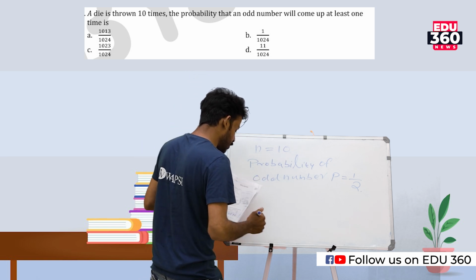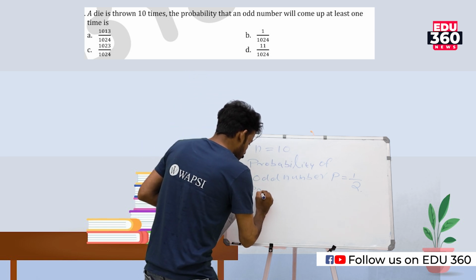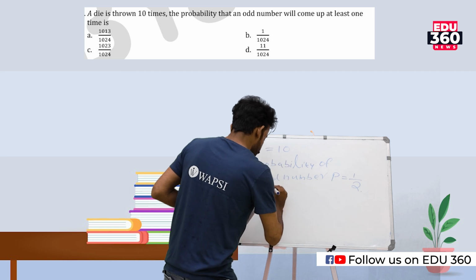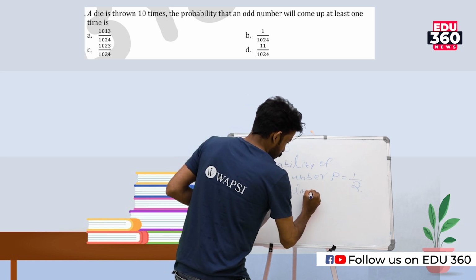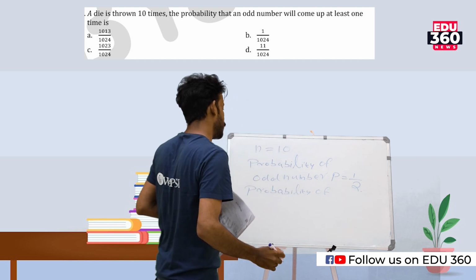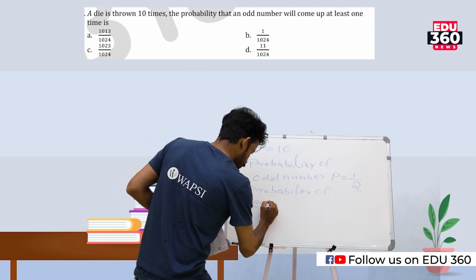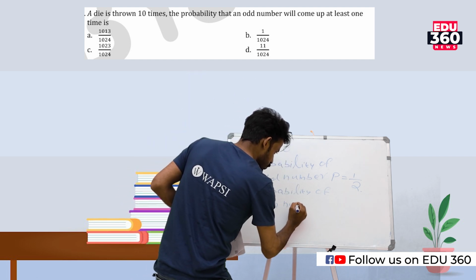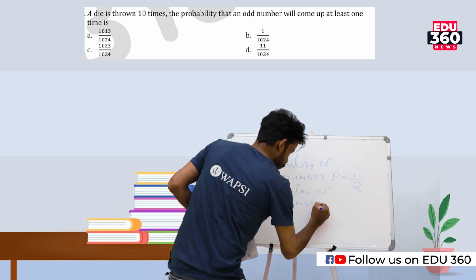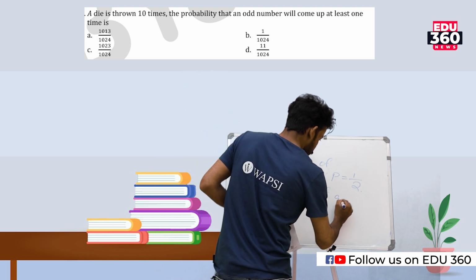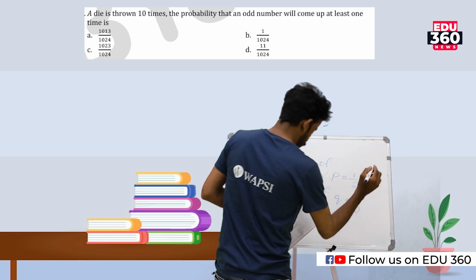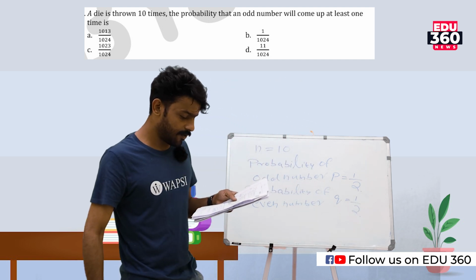Similarly, we can write the probability of even number, so we can represent it as Q. Q is equal to 1 by 2.